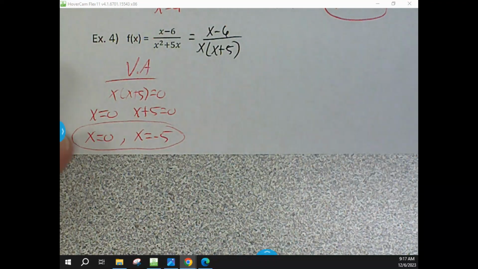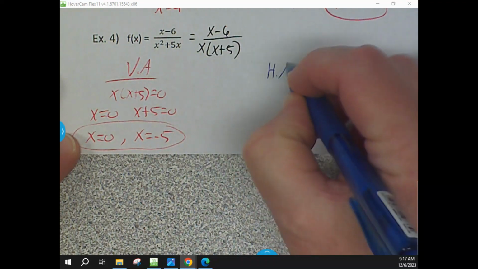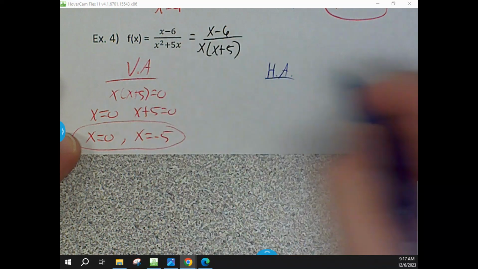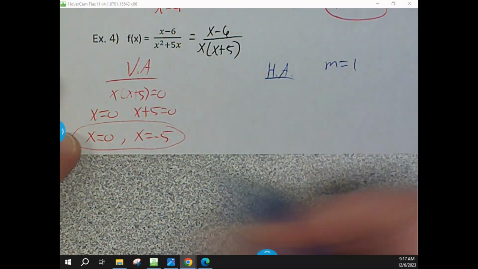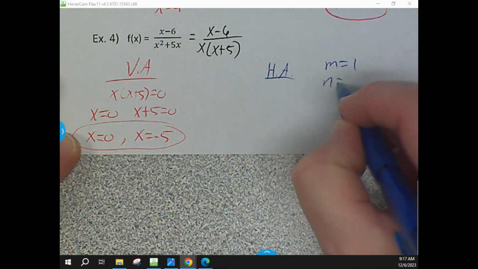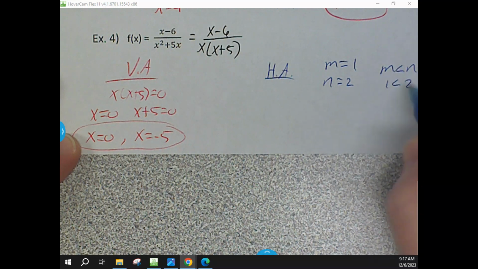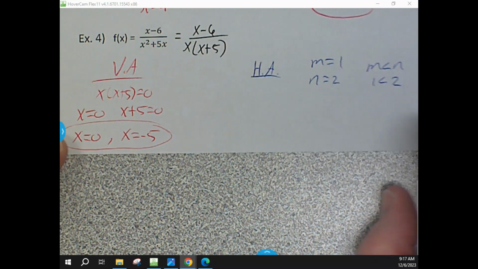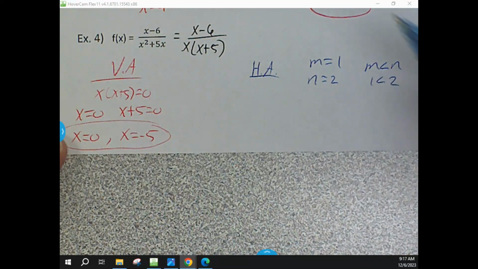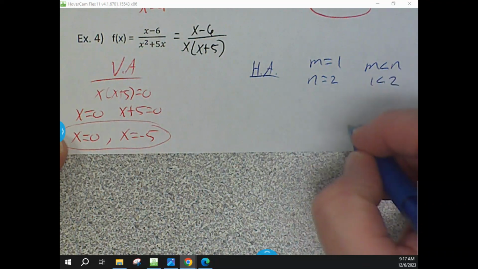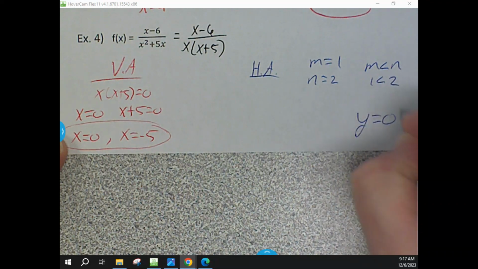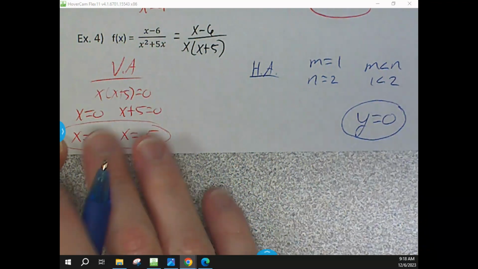All right, and then for horizontal asymptotes, the numerator is degree 1, denominator is degree 2. Again, we have to compare m and n. That's a 1 and a 2. 1 is less than 2, so m is less than n. And if m is less than n, we can go back and look, and it defaults back to y equals 0.